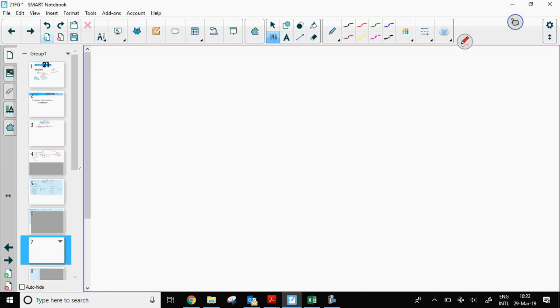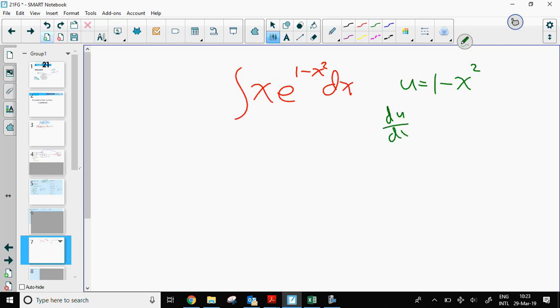So we had the integral of x times e to the 1 minus x squared dx. I say we should let u equal the exponent. Well, let's take the derivative then. So du dx is going to be equal to, derivative of 1 is 0, derivative of negative x squared is going to be negative 2x. And I said my method is I like to solve for dx. So if I do that, then dx is equal to negative 1 over 2x du.